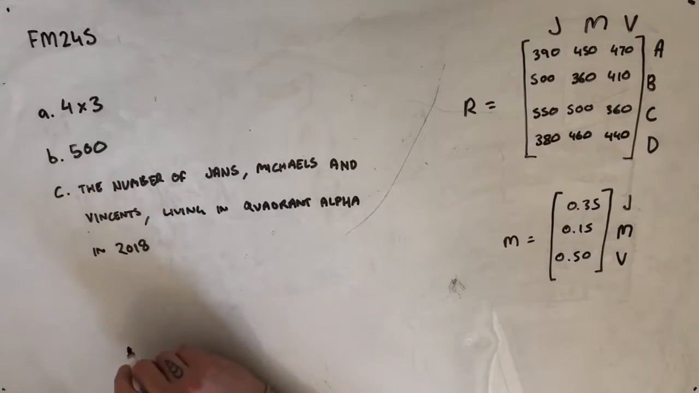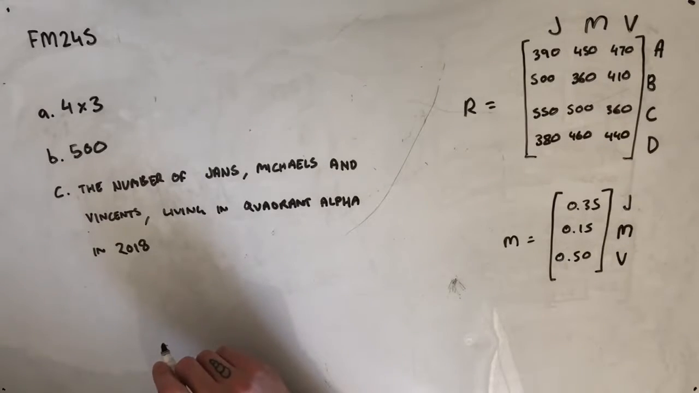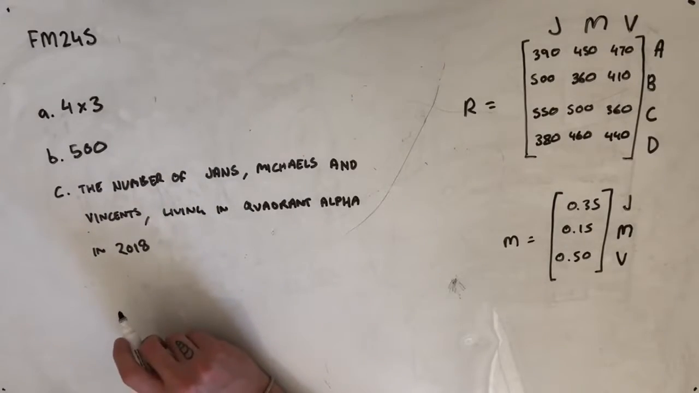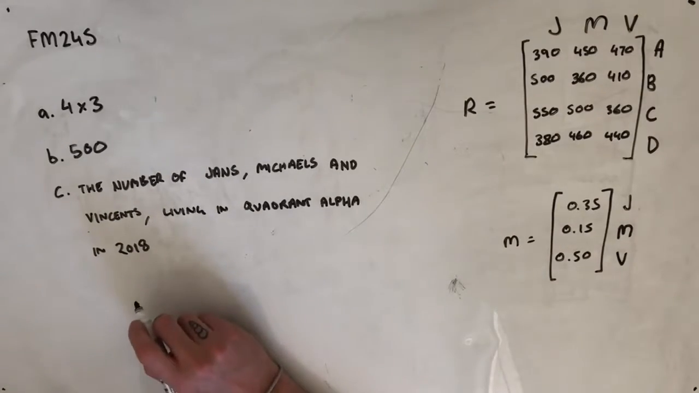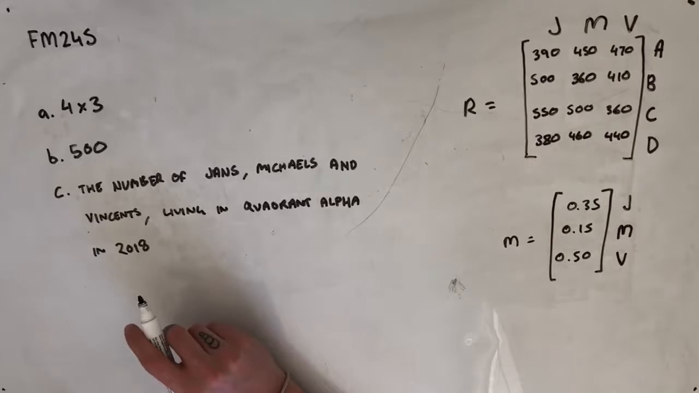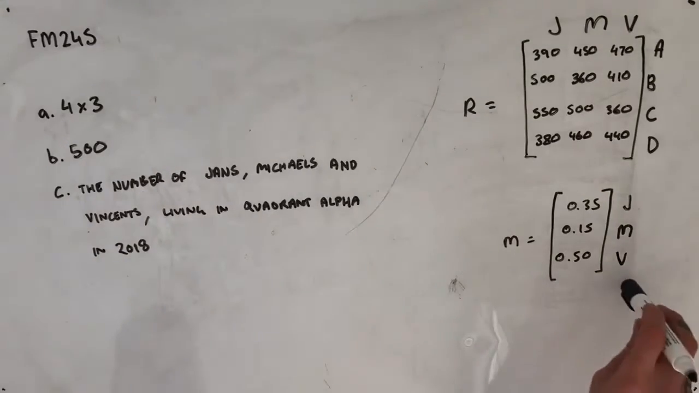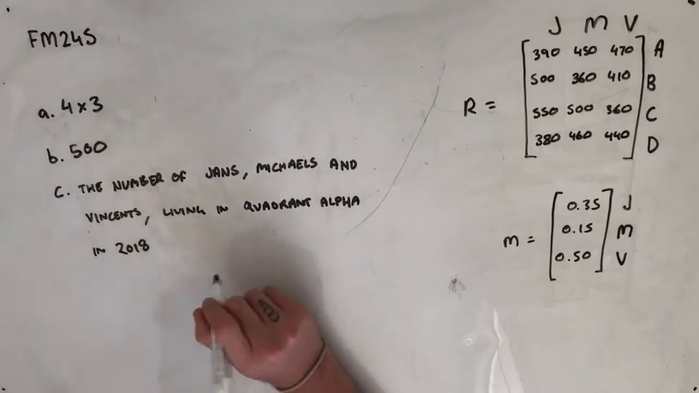We're then given a little bit more information. We're told that a survey is to be held in the city. All of the Jans, Michaels, and Vincents will be asked if they are happy with their name or would prefer another name. It is believed that 35% of Jans will be happy with their names, 15% of Michaels will be happy with their names, and 50% of Vincents will be happy with their names. The information is shown in matrix M below, and then we're given this matrix here.